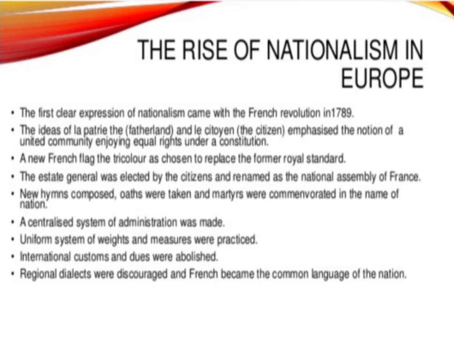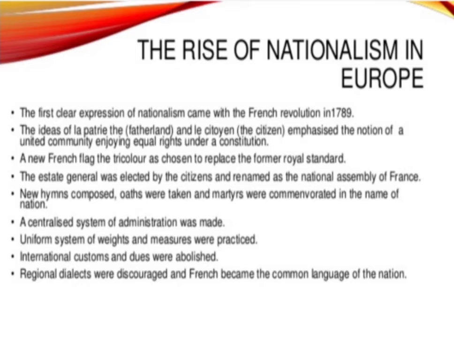And what did the people of France do to create the feeling of oneness among the French people? What was the role of revolutionary leaders in creating collective identity among the French group? First, they emphasized the idea of la patrie, les citoyens, the notion of a united community enjoying equal rights under a constitution.